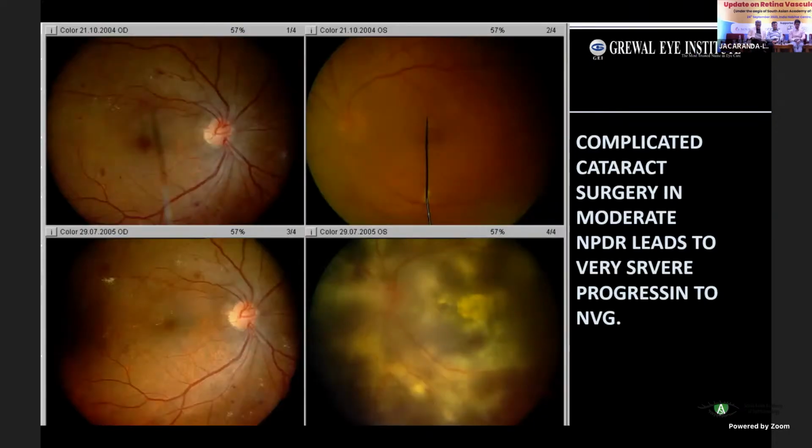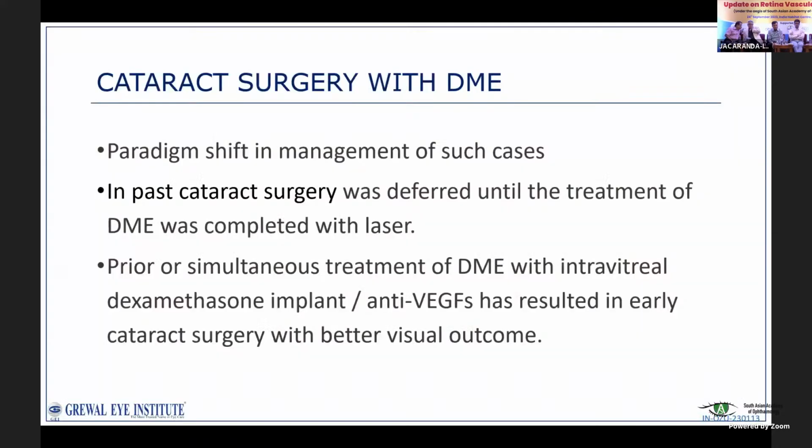So I'll go further. This is another case, and you can see here the right eye has a moderate non-proliferative diabetic retinopathy, and the left eye, which had cataract surgery, had a posterior capsular rupture. In this case you can see the vision is hand movement, and this eye went on to develop neovascular glaucoma. So that is what complicated cataract surgery in moderate NPDR leads to: very, very severe progression and neovascular glaucoma.